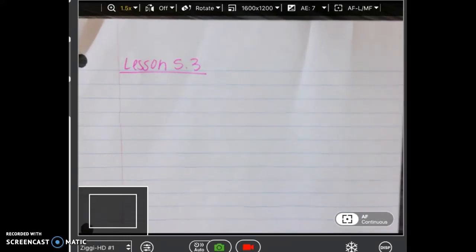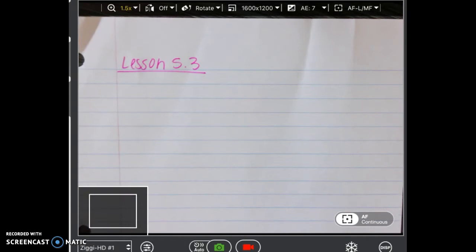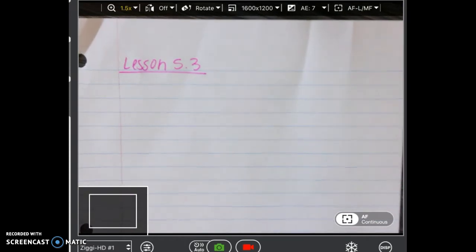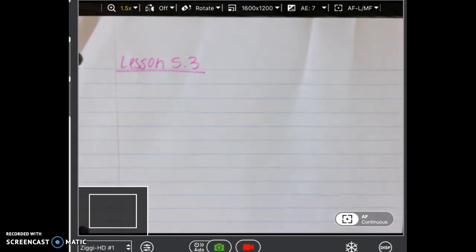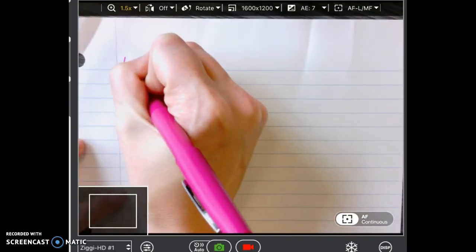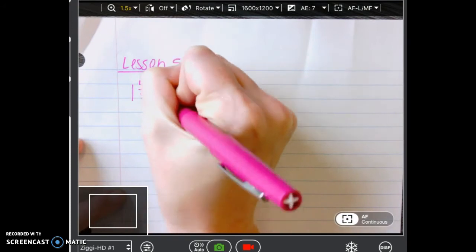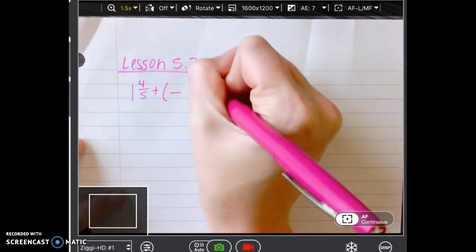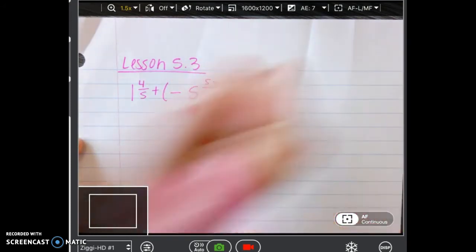All right, guys, so for part two of our review, I'm going to continue off on lesson 5.3 with adding and subtracting with unlike denominators, and specifically doing some examples where we're going to need to borrow. So the first example we're going to do is 1 4/5 plus -5 and 5/7.